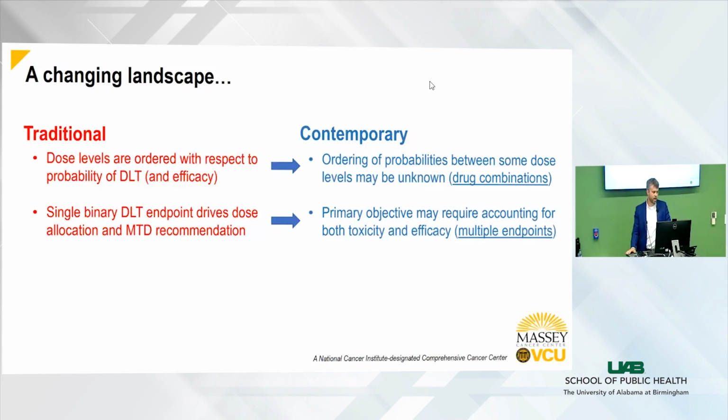And then we have a single binary DLT endpoint that drives the dose allocation and the MTD recommendation. We're going to talk about multiple endpoints. What if the primary objective requires accounting for both toxicity and efficacy to determine an optimal dose? So we're going to start with the drug combination setting.